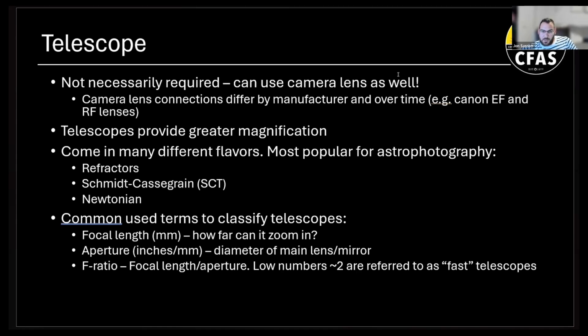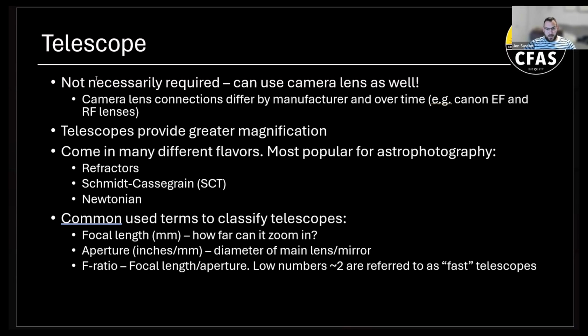they're great. One thing to keep in mind with the lenses is that the connections differ by manufacturer, right? So if you have a Canon lens, you typically can only use a Canon camera with it. Or if you want to use an astro camera, you've got to do some research to see what connection you might need. So the connections differ by manufacturer, and they change over time, right? Canon, for the longest time, had these EF lenses with one type of connection, and now their newer lenses are these RF lenses that have a different type of connection, right?